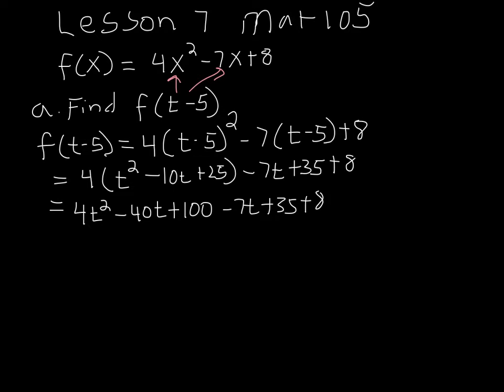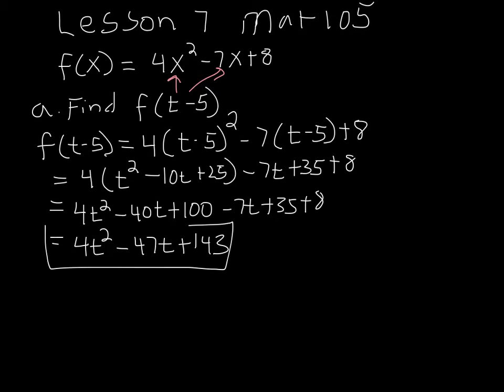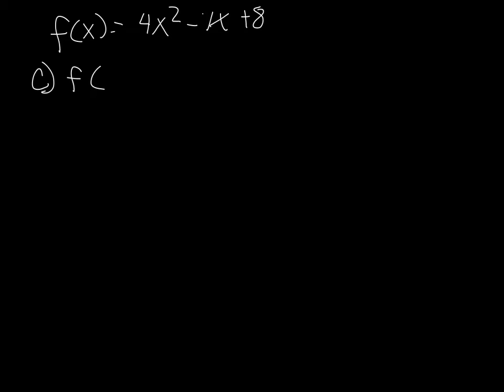And then all we do from here is simply combine your like terms. So you're left with 4t squared minus 47t plus 143. And that will be your final answer for that one. Okay. On the next one, I wanted to show you with something like part C. We're using the same function here of f of x equals 4x squared minus 7x plus 8. And now you're asked to find f of a plus h minus f of a.